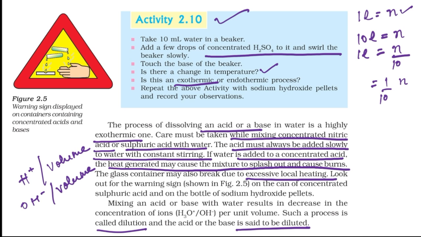Same is with the base. The number of OH- ions per unit volume will decrease when the base is diluted. While diluting the base also, the base must be added to water with constant stirring.